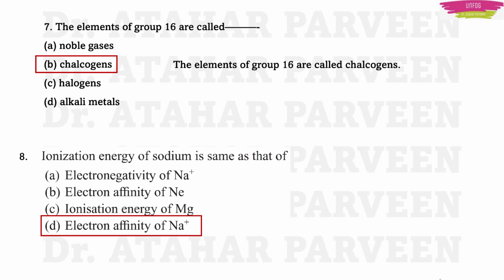Either the electron is lost or the electron is added up. The energy required will be same. That's why the answer will be electron affinity of sodium. That is one thing. Another thing is, because of the same reason, both these have same periodic trend also. Ionization energy and electron affinity, they have same periodic trend also. Okay. So, option D will be the correct answer.